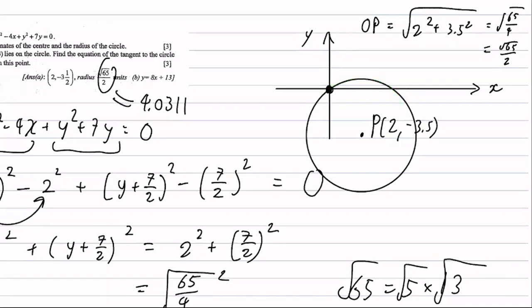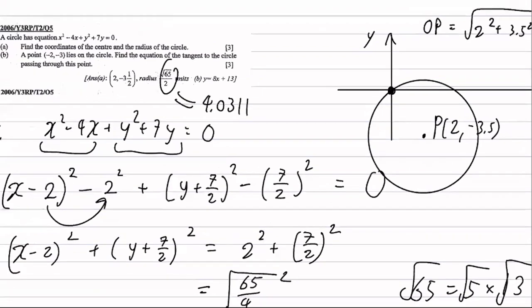Good. So now the question. Read the question. Find the equation of the tangent to the circle, given that the point -2, -3 lies on the circle. Where is -2, -3? Since the radius is 4.03, that means the point over here would be 2 minus away that square root 65 over 2, which is approximately what? I want the approximation, so it's easier to understand. It's around -2.03, -3.5, correct?